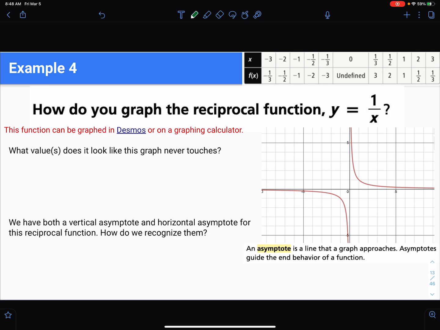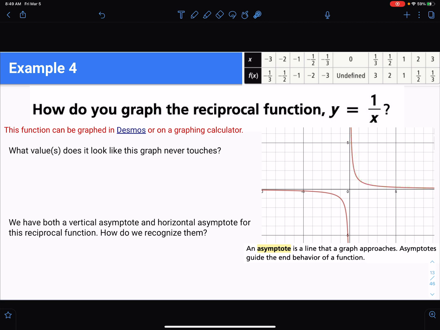So I graphed 1 over x in Desmos, and I get this picture. So this I just got from Desmos, or you can put it in your graphing calculator. But as you can see, I have a split in this function. I have this piece that I'm tracing on the left, and I have this piece that I'm tracing on the right.